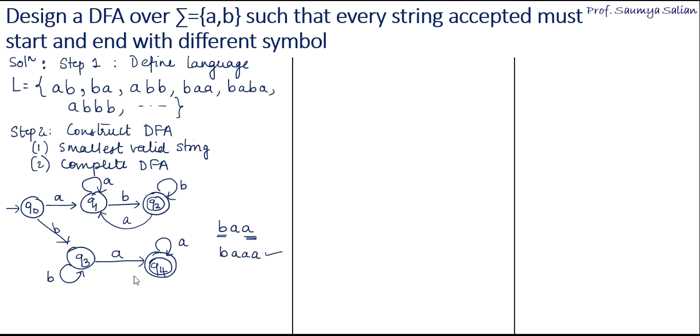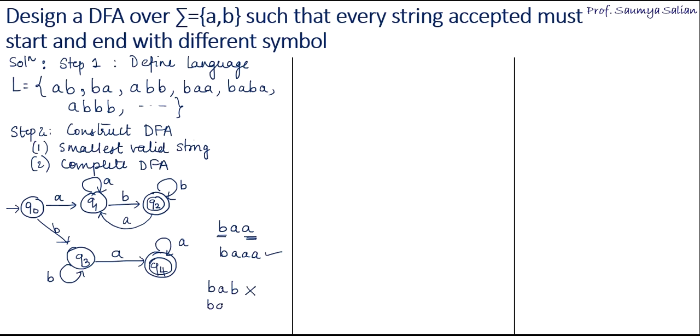To reach Q4 from the initial state, I have input B and A. Now if I get a B, this is not a valid string in the language. This just doesn't justify our condition of starting and ending with different symbols. Here I am starting with B and also ending with B. So this is not a valid string and should not reach the final state.